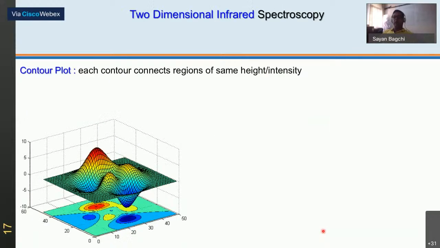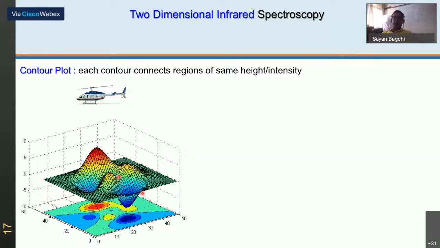So what is the 2D IR spectrum? As I mentioned, we have one frequency in one axis, and the other frequency in the other axis, which gives the two dimensions, two frequency dimensions. And of course, as I mentioned, in any spectrum, there is an intensity dimension. So let's say it looks like a mountain. This looks like a crest here, and this is the valley.